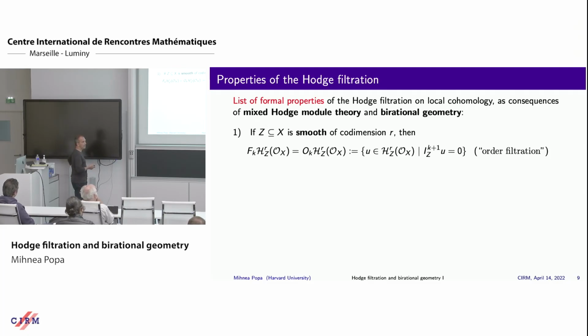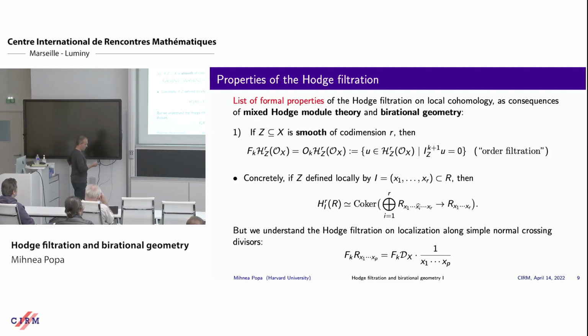And I'll give you a quick idea, if I can use the clicker correctly. So this smooth subscheme is defined locally by an ideal, and you can think of the functions as being algebraic coordinates, x1 up to xr. And so I told you that the relevant module is the cokernel of a map between localizations.